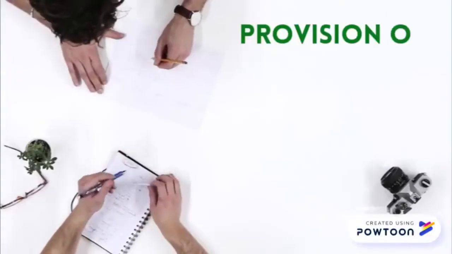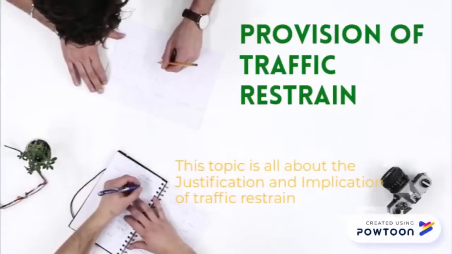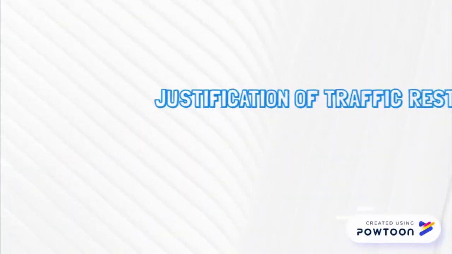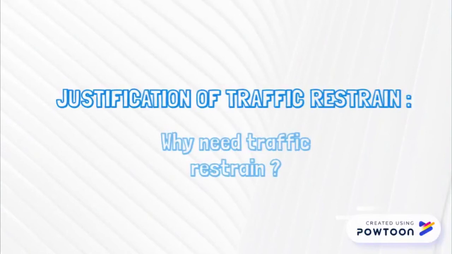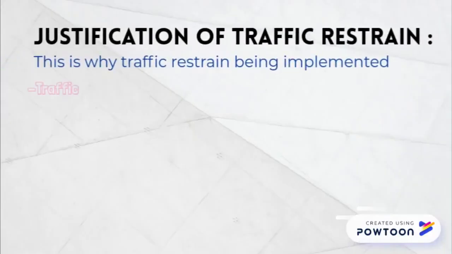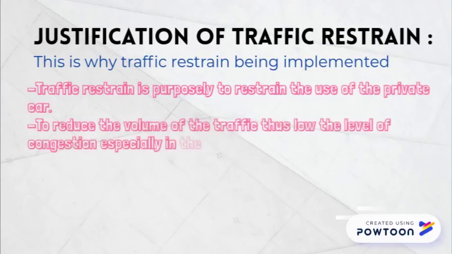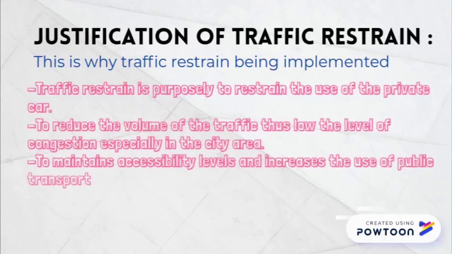Provision of traffic restraint in Malaysia. This topic is all about the justification and implication of traffic restraint. Justification of traffic restraint: why do we need traffic restraint? Traffic restraint is purposely to restrain the use of the private car, to reduce the volume of the traffic, thus lower the level of congestion, especially in the city area.